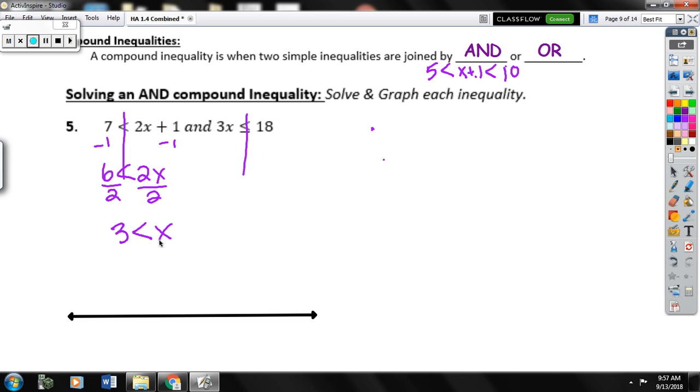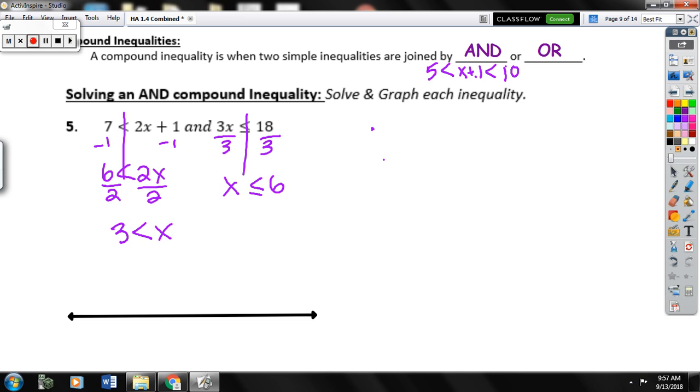Now normally we would flip that around, right? Make it x is greater than 3, but actually it'll be beneficial to leave it like that. You'll see why in a second. Solve our other one by dividing by 3. We get x is less than or equal to 6.